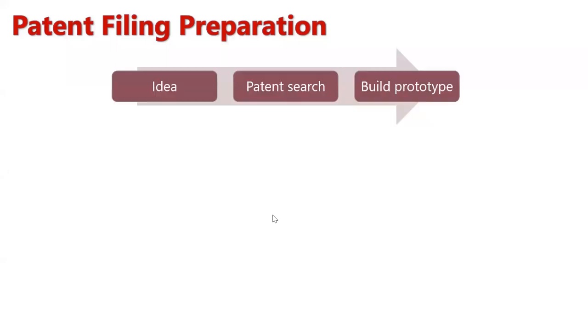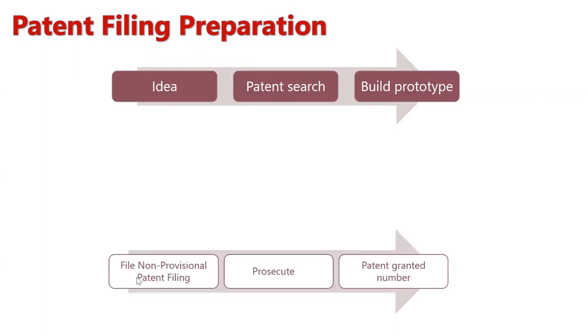So if I have an idea, I will go for the patent search and then build the prototype. As I said, an idea alone is not patentable. It should have some inventive steps, and it should have industrial application. If I have completed the prototype, then I will go for the non-provisional patent filing steps, then we approach the office, and once the process is complete, the patent will be granted.